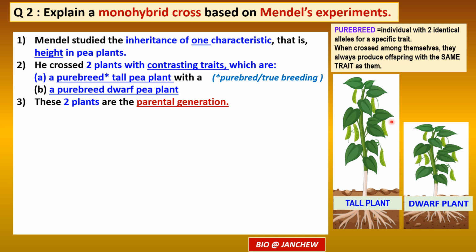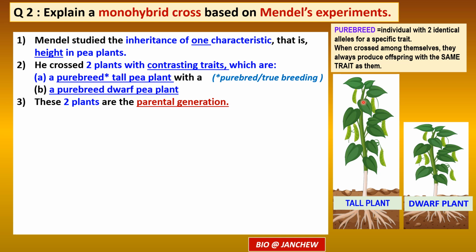So for pea plants, there are two different heights that are found in the pea plants, the tall pea plant and the dwarf pea plant. There are no intermediate heights like medium-sized pea plant and all that. So it's either tall or dwarf pea plant. The dwarf plant is shorter, of course, compared to the tall plant. So he crossed a pure breed tall plant.